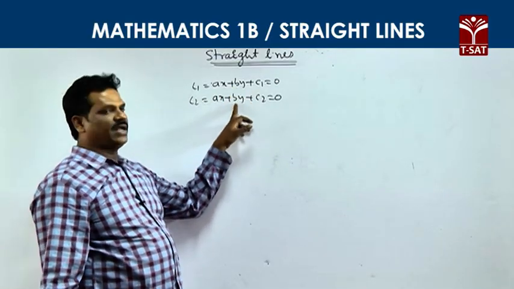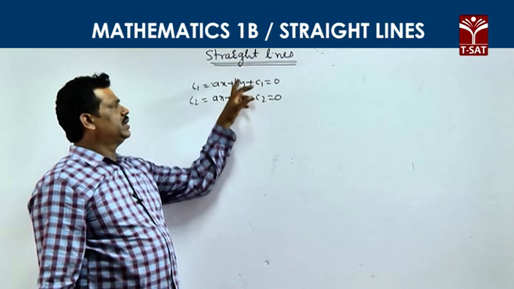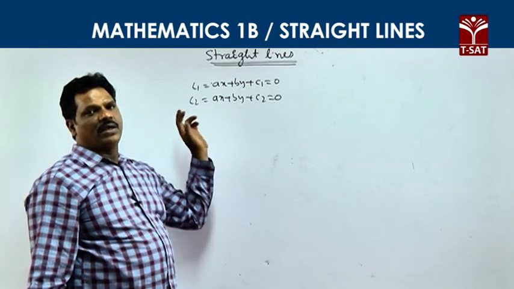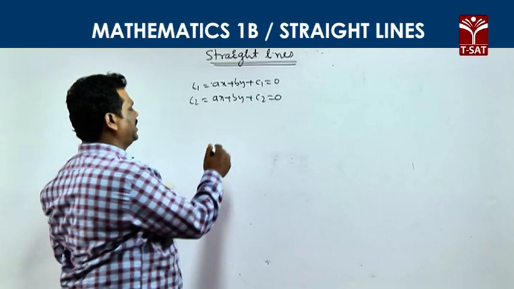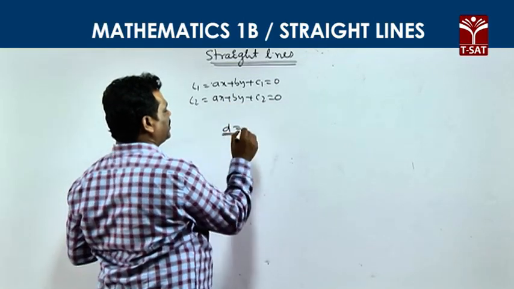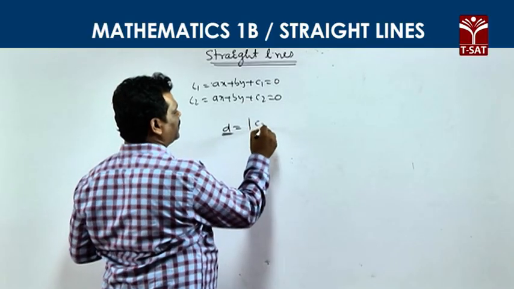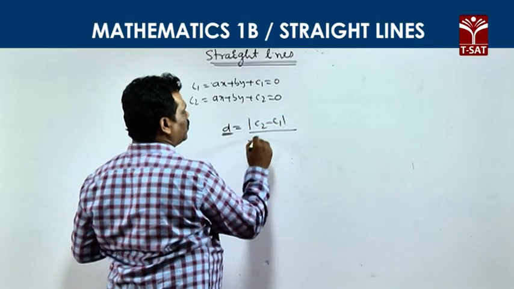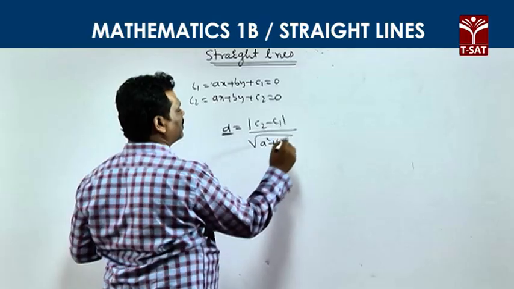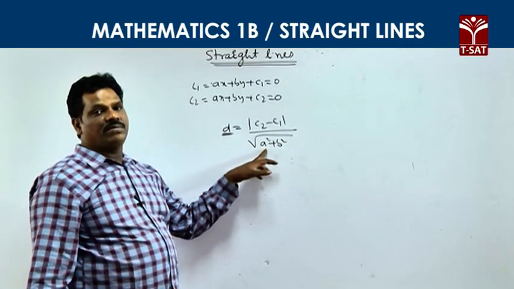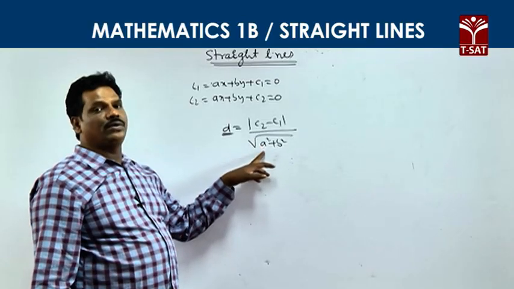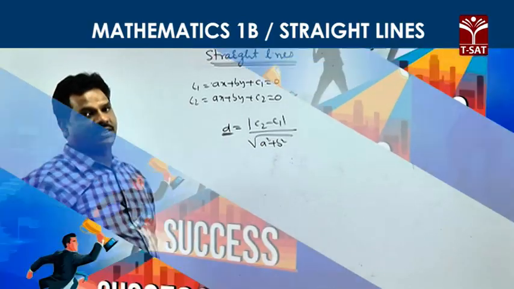What is the slope of this line? It is minus a by b. Slopes are equal, so these two lines are parallel. Now let us discuss the distance between these two parallel lines. If d is the distance between the parallel lines, then d is equal to mod of c2 minus c1 by under root of a square plus b square. This is the distance between two parallel lines.